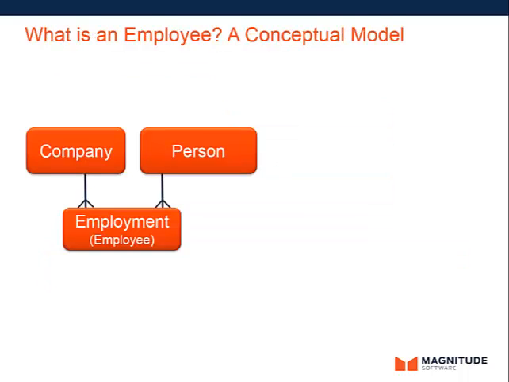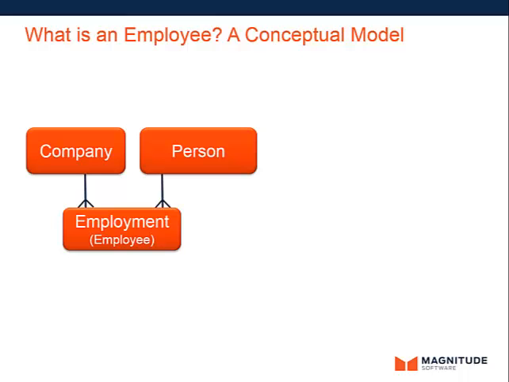So let's think about how we might model this if we were going to make it a conceptual model. Well, first of all, we have to ask the question, what is an employee? And an employee is a person, and the person is employed by a company. So we've got a few things here, a few concepts. We've got a person, a company, and an employment association. And the employment association really represents the fact that it is an employee.